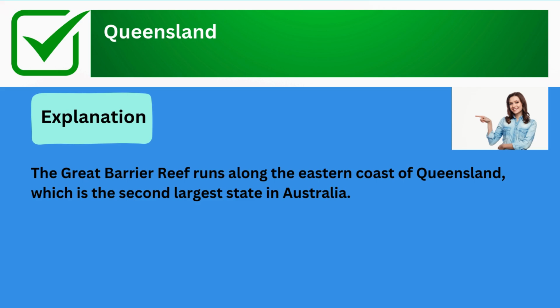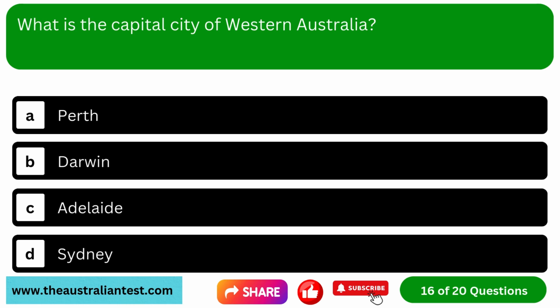The correct answer is Queensland. Explanation: the Great Barrier Reef runs along the eastern coast of Queensland, which is the second largest state in Australia. Question 16, what is the capital city of Western Australia? Option A, Perth. Option B, Darwin. Option C, Adelaide. Option D, Sydney.